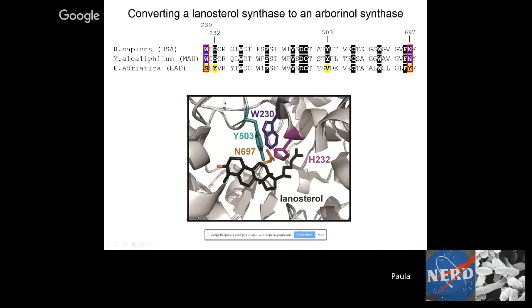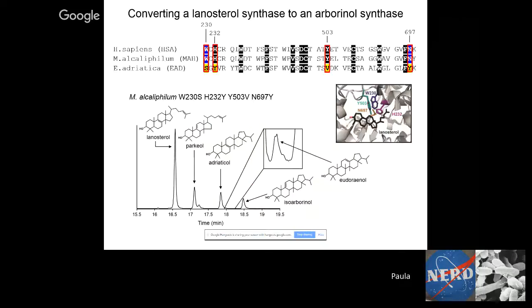And so Amy went ahead and constructed 4 substitutions in the sterol protein, changing them all to these yellow ones. And when she makes those 4 changes in a sterol cyclase, we now see that it is actually making a variety of these pentacyclic structures. So we still make lanosterol. This is all in E. coli, so the protein's being expressed in E. coli. Still makes lanosterol, still makes Parkial, but now we see our adriatical, which is from our organism. We see isoarborinol, which is the one that we had been observing in plants, and we see a little bit of Eudoraenol, which is the one that Eudorea adriatica is making.